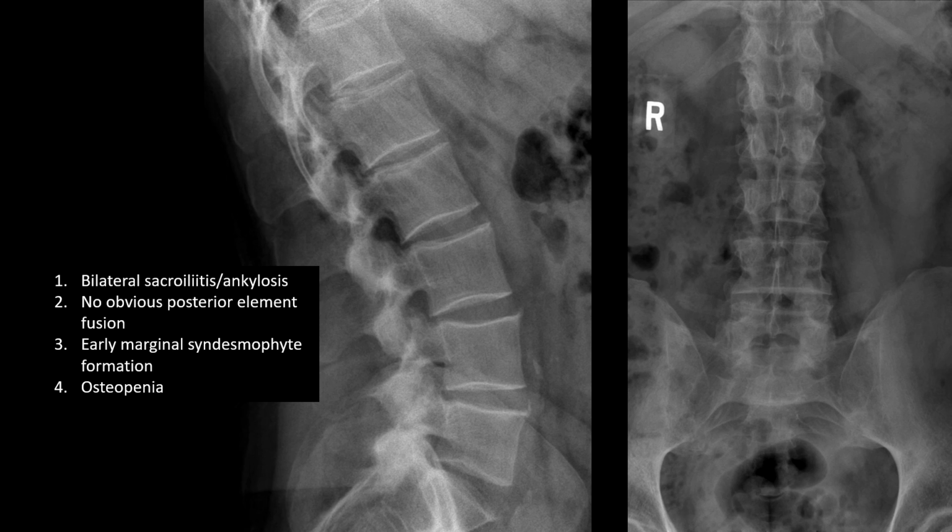So after reviewing the lumbar spine, some of the more important radiographic findings are again the bilateral sacroiliitis or possible ankylosis. There's no obvious evidence of posterior element fusion. There's the suggestion of early marginal syndesmophyte formation, and then the possibility of osteopenia.